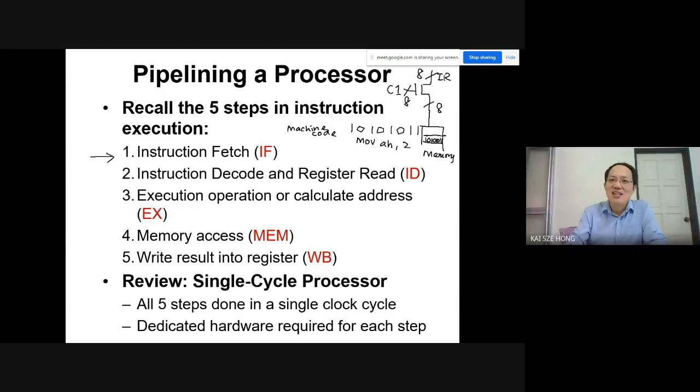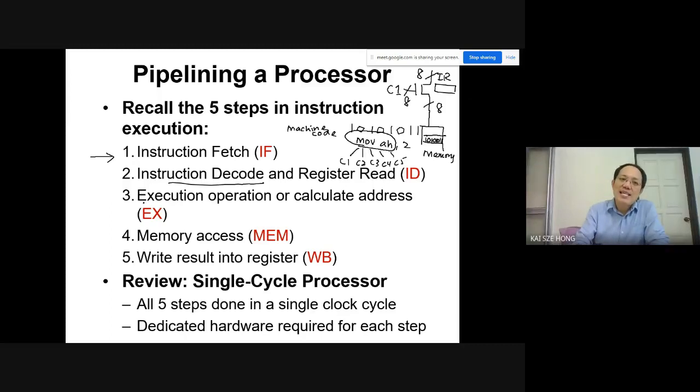The second one, once it goes into the instruction register, you need to decode it. What is the meaning of decode? Decode means you want to break this instruction, MOV AH, 2, into many control signals, which are C1, C2, C3, C4, C5. This is called the instruction decode. After that, you read some registers. Okay, let's say you have the register AH. So you will go and turn on C6. For example, C6, let's say it will turn on the pass gate for the register. The register can receive some information from your instruction register, so register read. So this is the second micro instruction.